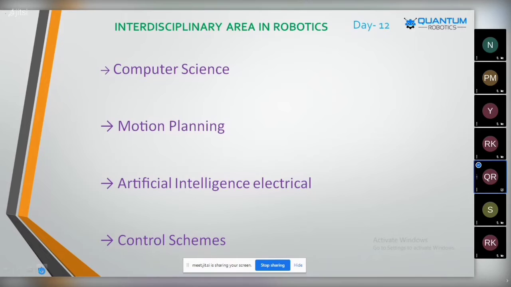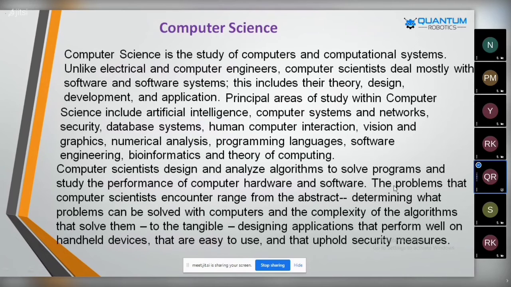Computer science is the study of computers and computational systems. Unlike electrical and computer engineers, computer scientists deal mostly with software and software systems. Yes, as we discussed earlier, computer science has the main role in robotics. Why and how? This is our doubt, and now we can get good answers.